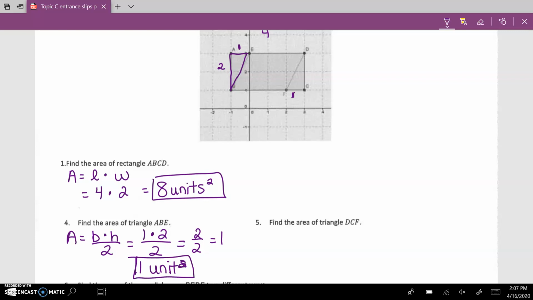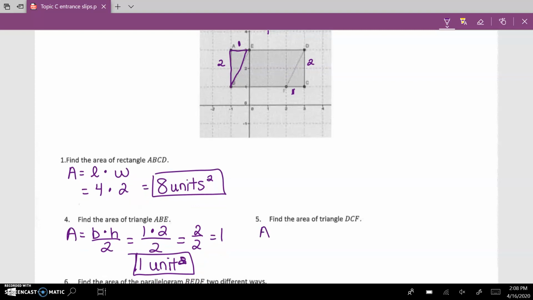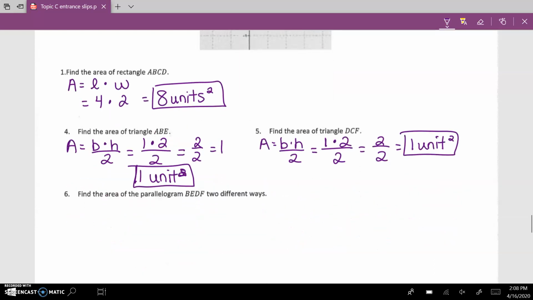There we go. All right, find the area of triangle DCF, which is the other triangle. Now, I know we didn't label what DC is, but remember in a rectangle, opposite sides have the same length. So since it's 2 on the opposite side, that means this would be 2. So again, I'm doing the base times the height divided by 2, which our base is 1, our height is 2, divided by 2. So again, we get 2 divided by 2, which gives us 1 unit squared. And remember for area, it's square units because we are multiplying two things together.